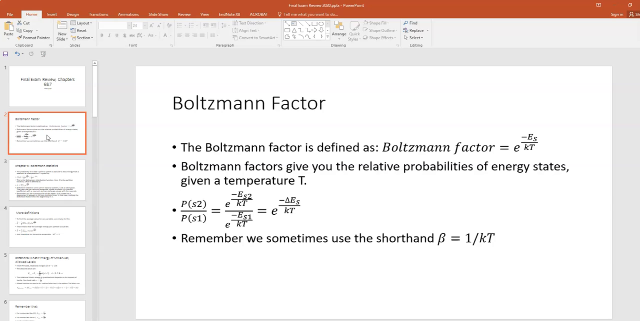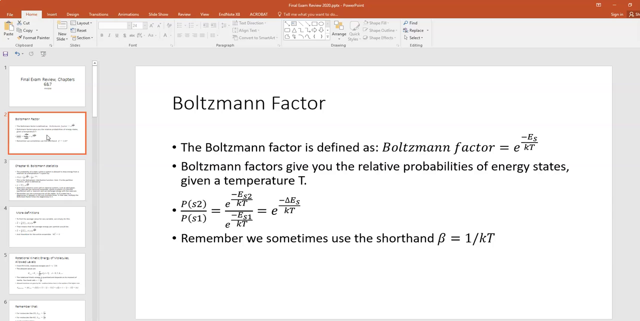Okay, so starting off in chapter 6, we defined what's known as a Boltzmann factor. And the Boltzmann factor can give you the relative probability of different energy states for a system at a given temperature T. So the Boltzmann factor can be written as e to the negative energy of the state divided by kT. And of course here k is Boltzmann's constant, 1.38 times 10 to the minus 23 joules per Kelvin. So that's the SI units.